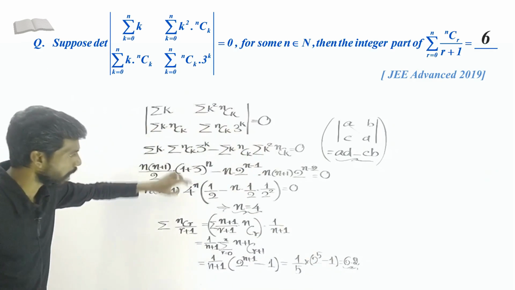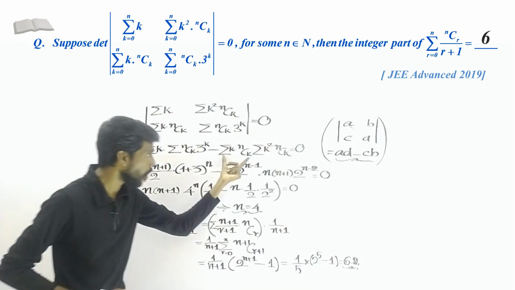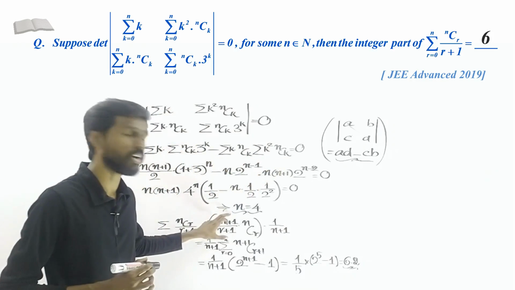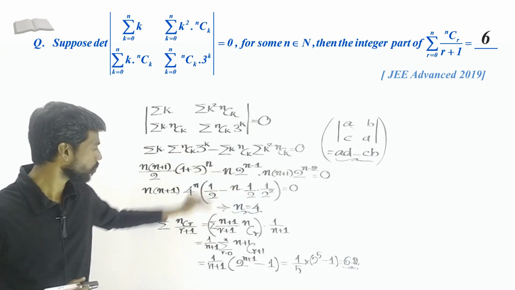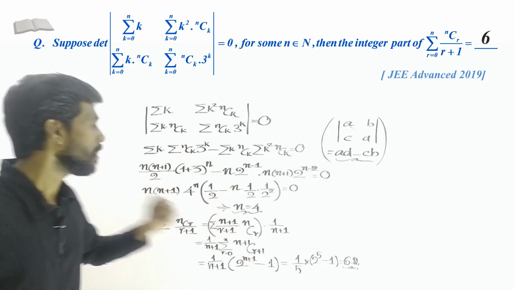To find the value of n only, we did all this calculation. So we have to simplify. All these are known series, so we have to remember the formula. From that we got the value of n, and that n is used to get the value of this expression. That's it. So that is the answer, 6.